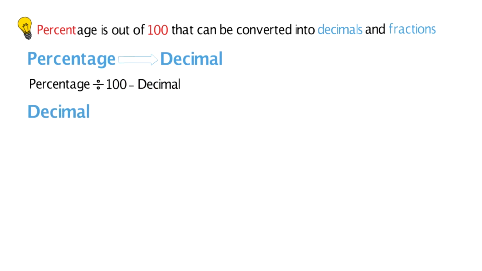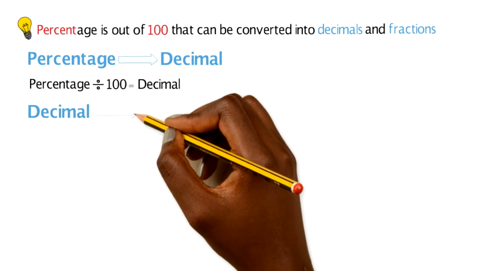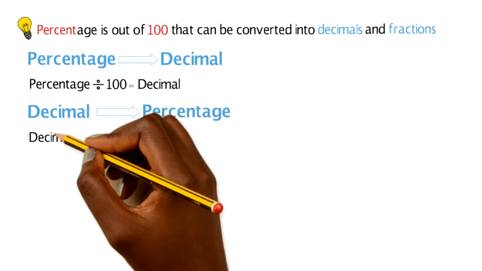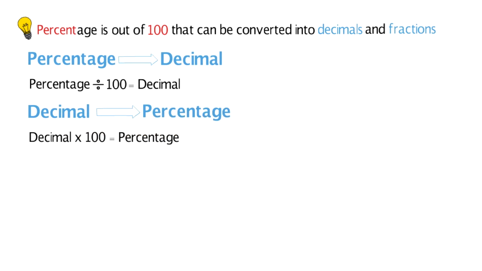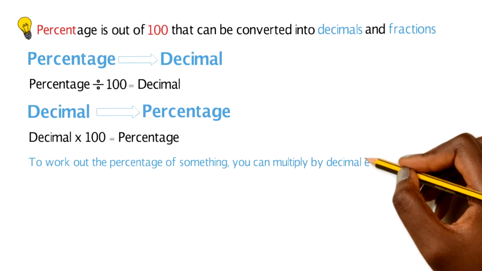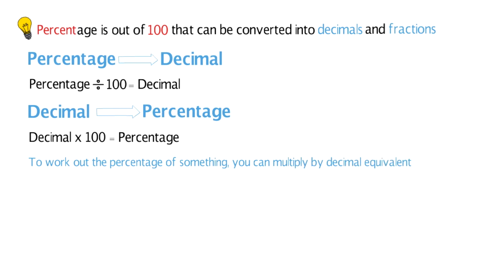Whereas if you're working out a percentage from a decimal, so decimal to percentage, it would be the other way around. And by that I mean you would do the decimal multiplied by 100 to work out the percentage. So to work out the percentage of something, you can multiply it by its decimal equivalent.